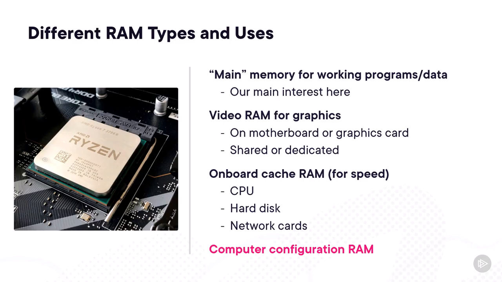So RAM has many uses and forms, but the main facts to remember are that A, it's fast, and B, it's volatile.